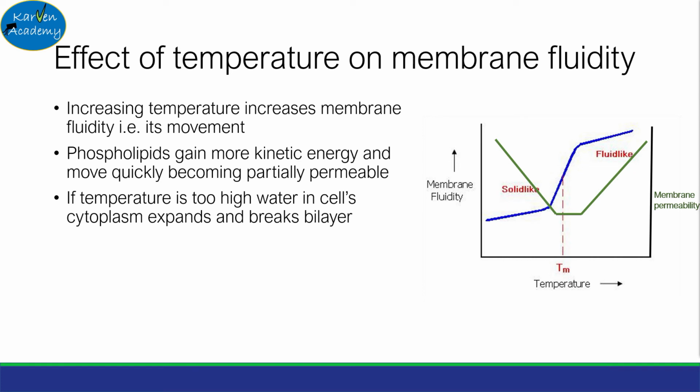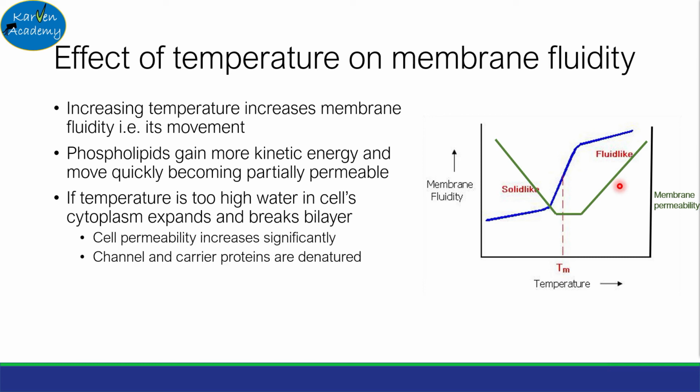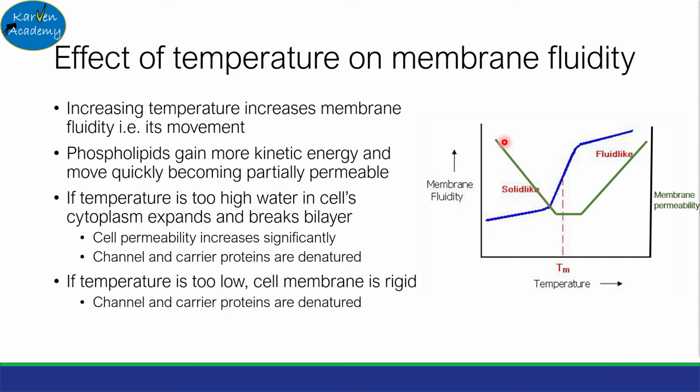If the temperature is too high, the cell's cytoplasm expands due to the water inside, and eventually the bilayer breaks, and the cell permeability increases significantly, and the channel and carrier proteins are also denatured. If the temperature is too low, the cell membrane is rigid. However, the channel and carrier proteins are denatured, making the cell membrane very permeable.